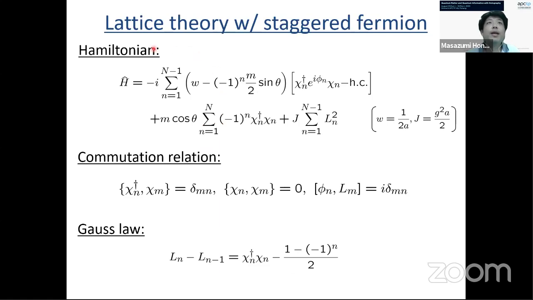And this is the lattice Hamiltonian in the staggered fermion formalism. The theta dependence is here; this originally comes from the mass term. And we also have the kinetic term of the gauge field. W is the inverse of the lattice spacing, and J is half times g squared a. And we have commutation relations both for the fermion and the gauge field. And this is the lattice version of Gauss law, and physical states must satisfy this condition.